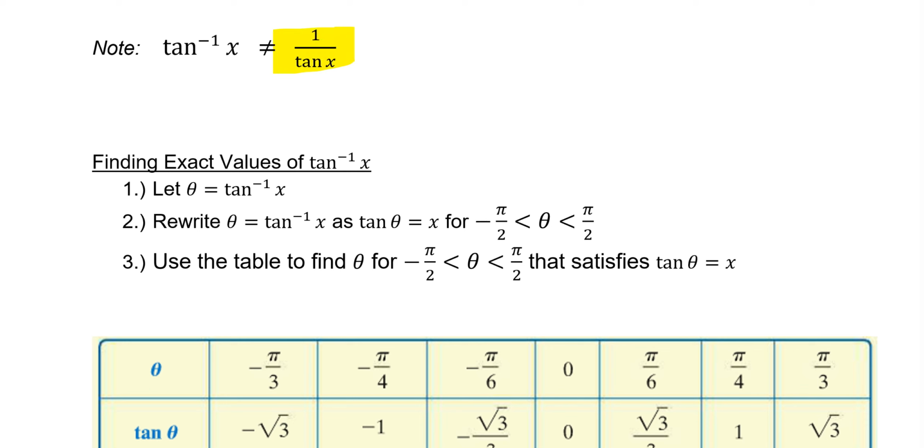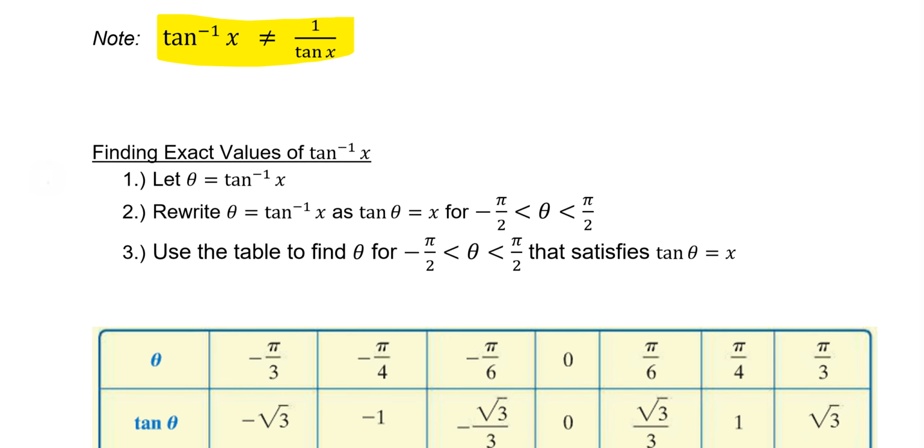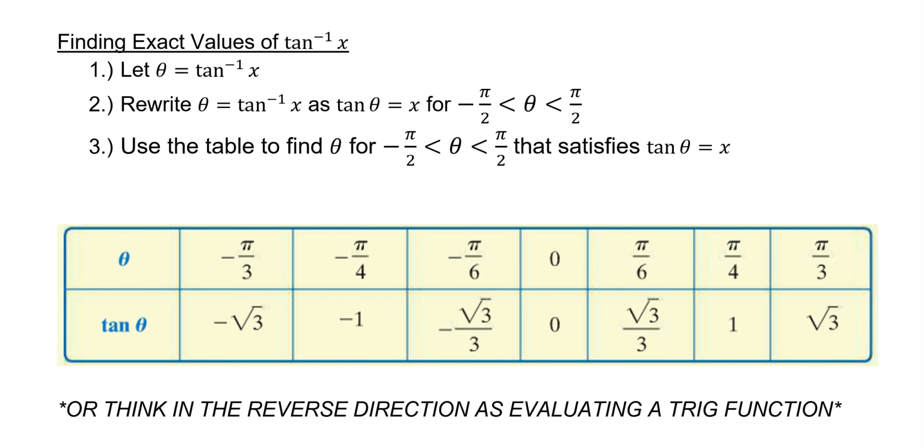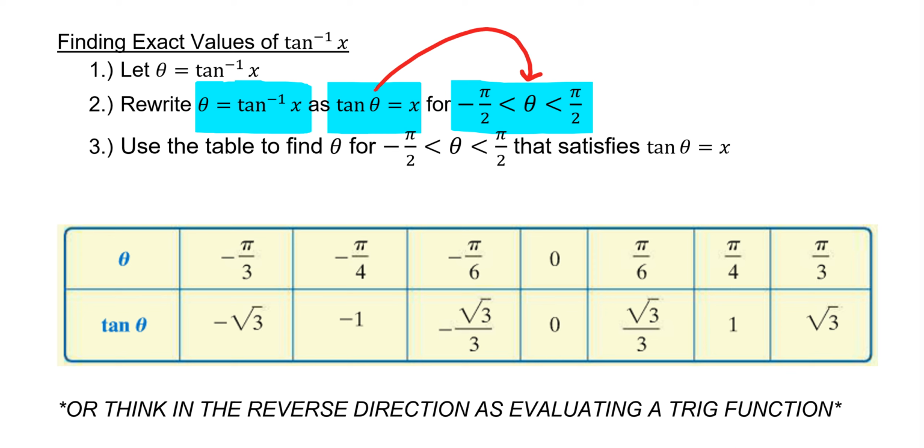So I have the same setup again, just like the other ones. Make sure you remember that the inverse is not the same as the reciprocal. We're going to be answering questions using the same exact techniques. What is tan inverse of some value? The answer, once again, is an angle, and it's going to be on the restricted domain for tangent, negative pi over 2 to pi over 2.